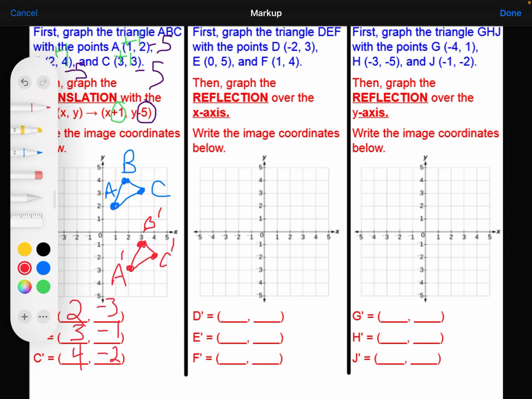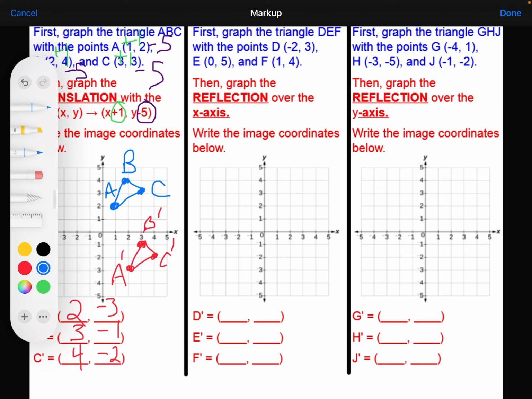Notice all 3 of the points here. The triangle has not been turned, it has not been rotated, it has not been reflected. It's just been shifted right 1 and down 5, almost like a slope of negative 5. But we've changed each point by the exact same amount, and this is what a translation is going to do. And you'll have 2 of these problems here.